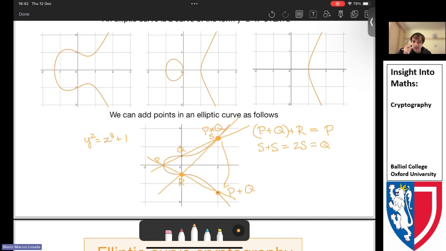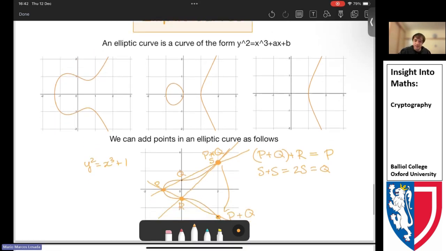Now, someone's saying, what if the tangent doesn't touch the ellipse or the elliptic curve? Okay, so that is something that can happen. So what would happen if you try to add the point P to itself? That's a great question. Well, in this case, we need to get a bit creative.